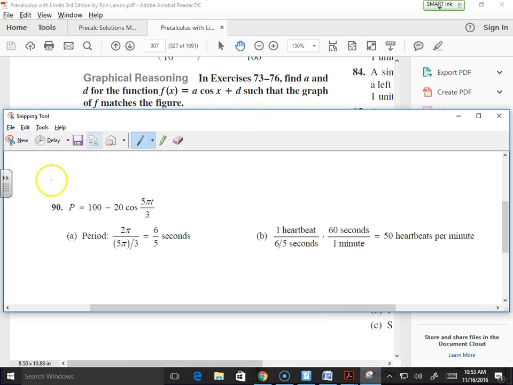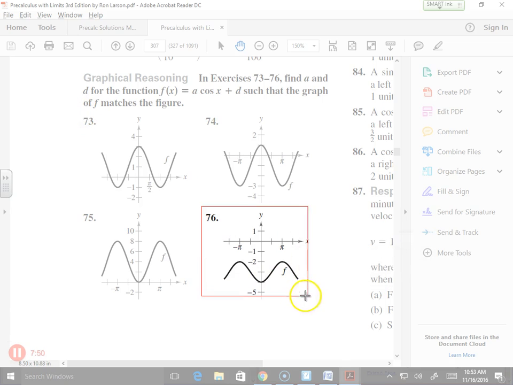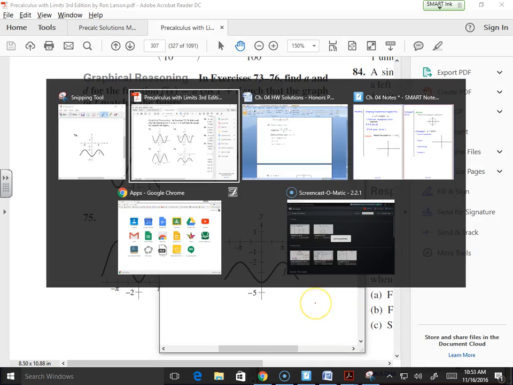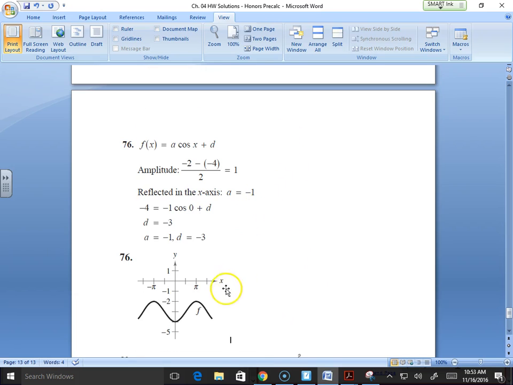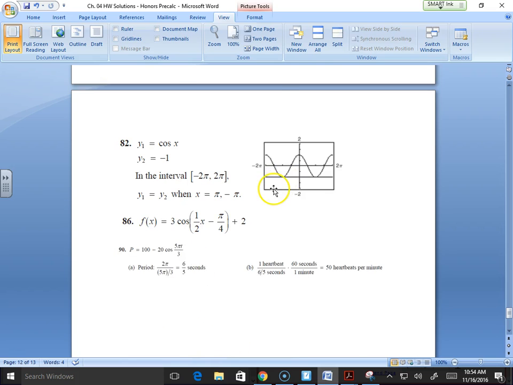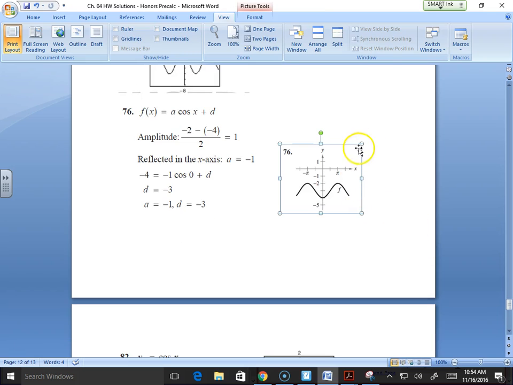Let me see if I can steal them and put them right next to the other guy. 76 is this one? Can I put him in here? Let's see. Aww. There. Okay, let's check them out.